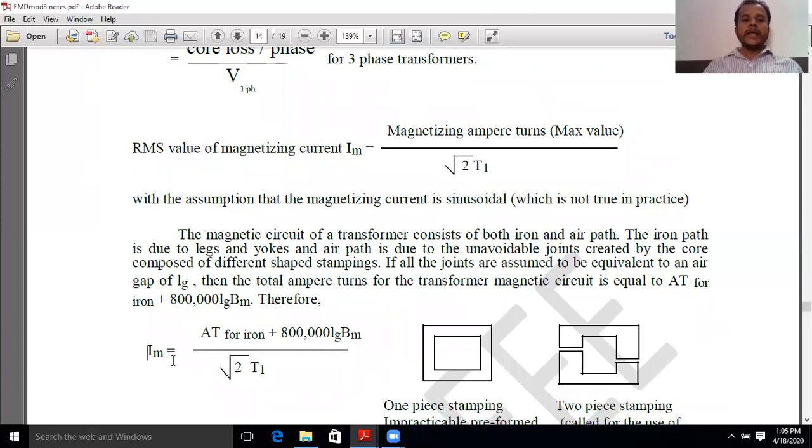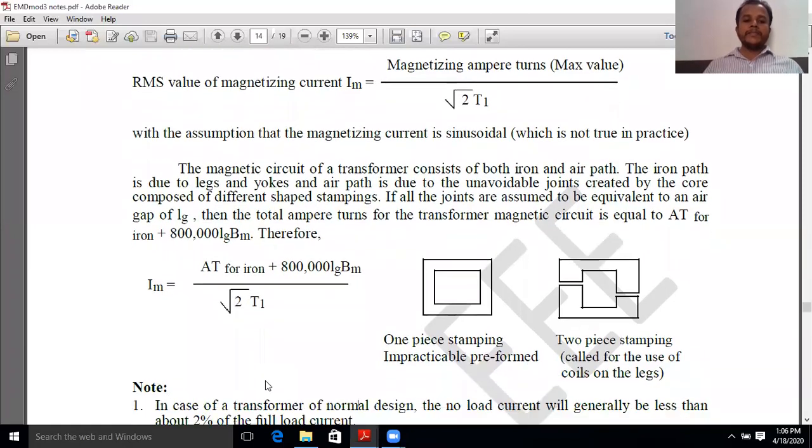Therefore, the magnetizing component Im we have discussed is the magnetizing ampere turns, that is the maximum value, which is at for iron plus 8 lakh Lg Bm for the air gap, divided by root 2 T1. This is Im.